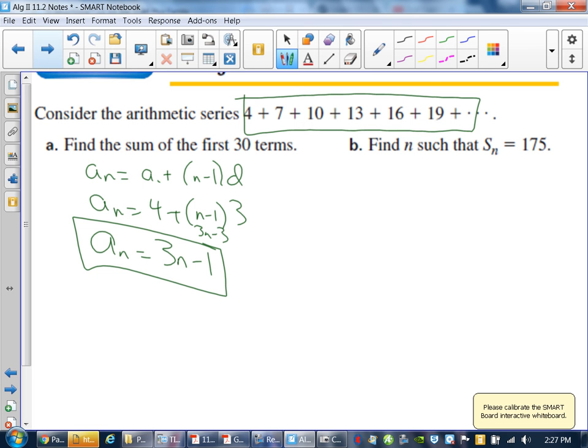All right? Using the formula then, I need to find the sum of 30 of these. Yes, sir. Wouldn't it be 3n plus 1? Yes, thank you. I didn't catch that. I thought I could handle 4 plus. I can't even do that.